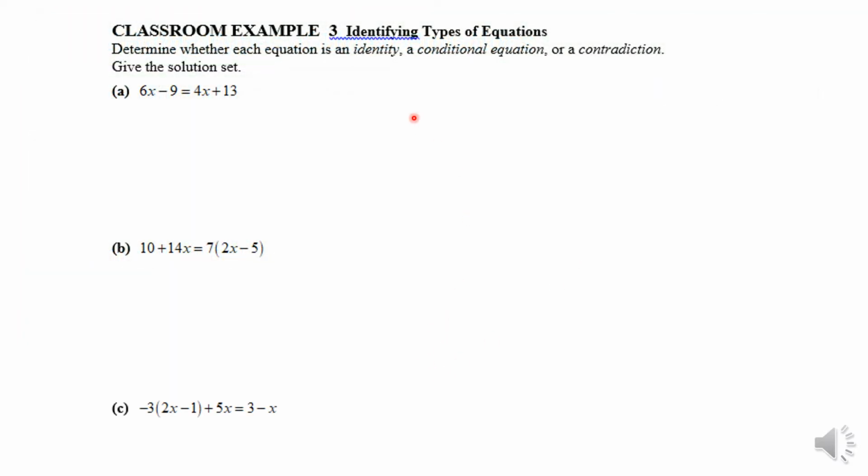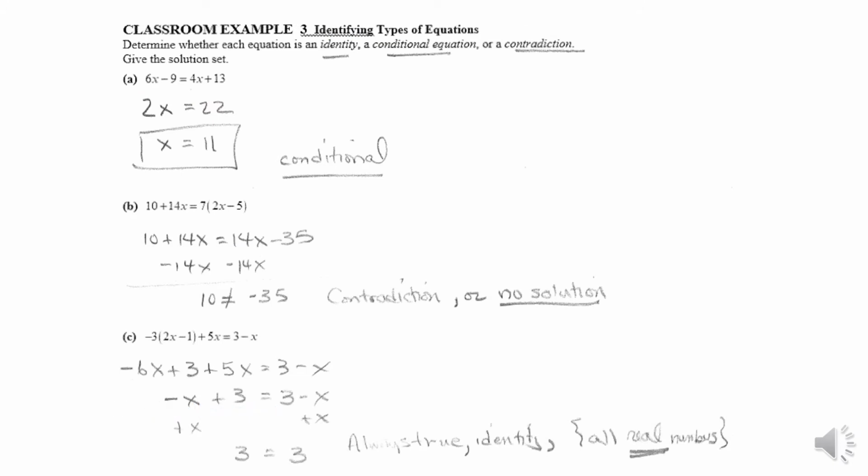So here are some equations. You're supposed to try to solve these and call them identities, conditional, or contradictions. So try to solve them and we'll see how you did. Pause the video. Let's see how you did. And so we end up with a conditional answer here, no solution here, and the solution is all numbers down here in part C.